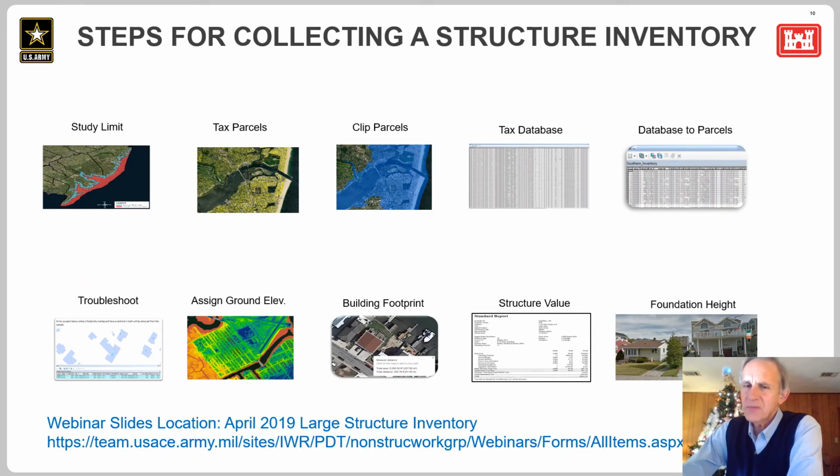This is just showing the same things, the steps for collecting an inventory, but instead of a vertical display, it's shown horizontally, going across. So this is the horizontal display. And all these steps are talked about on a site that you can go to get more information.